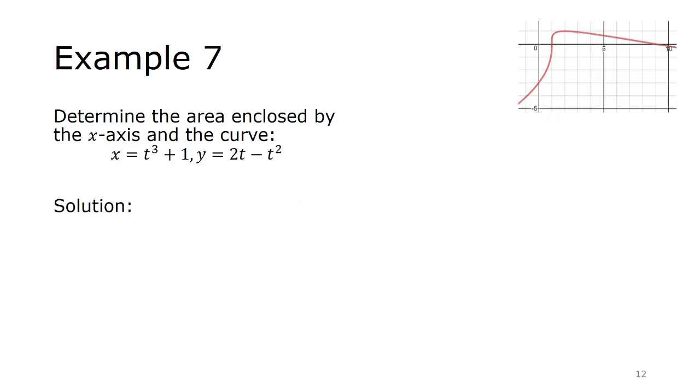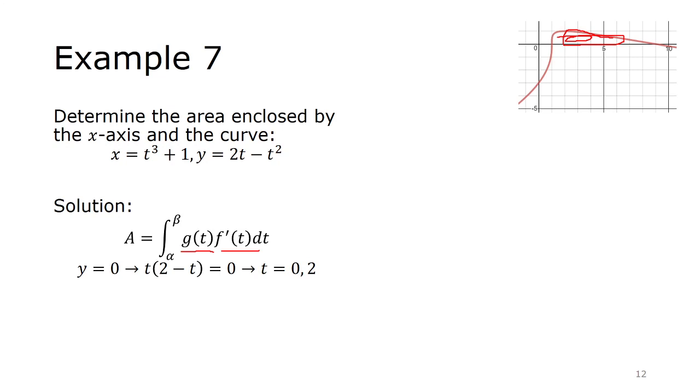There's a sketch of the curve here, but consider this parametric curve, x equals t cubed plus 1 and y equals 2t minus t squared. We can determine the area enclosed, they say, by the x-axis and the curve, so this shaded area in here, right? We're looking for the area under this piece of the curve. And we can do it, right? We know the area is the g function, or the y function of t, times the derivative of the f function, or the x function of t.